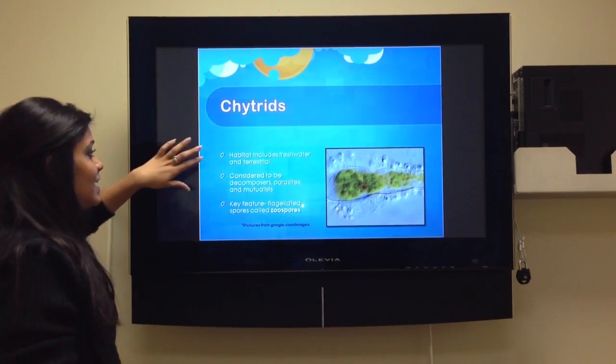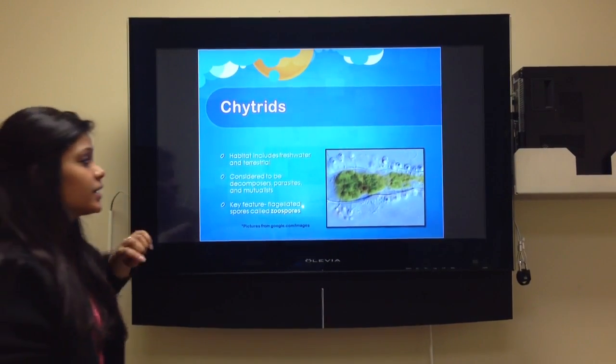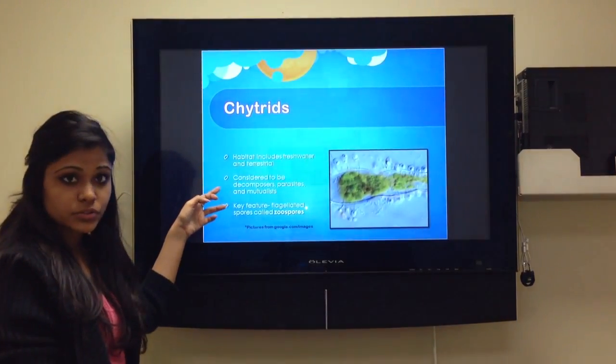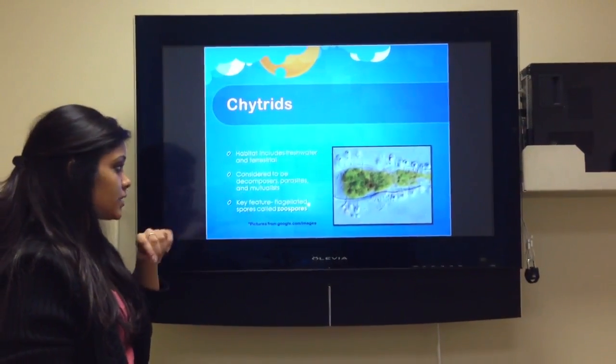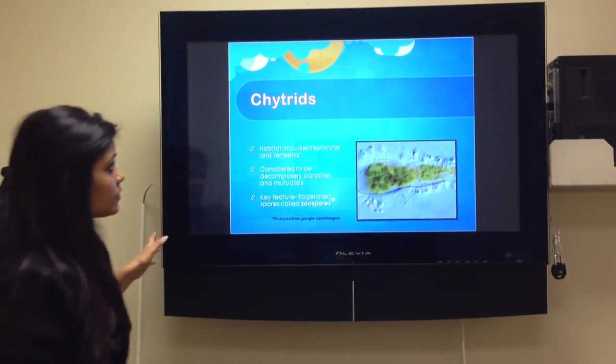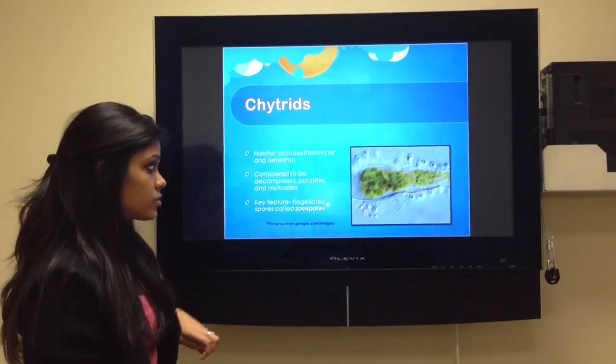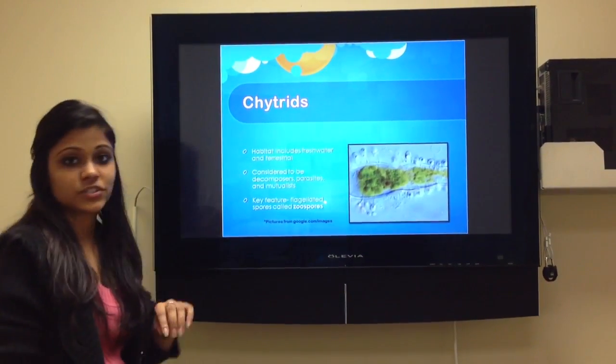And chytrids. They live in habitats including freshwater and terrestrial. They're considered to be decomposers, parasites, and mutualists. And the key feature of chytrids is that they have flagellated spores called zoospores. And here is an example of chytrids.